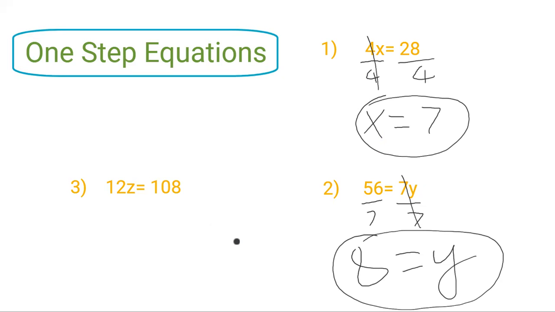Okay, question 3, we're going to do the same thing with bigger numbers. So divide by 12 on both sides, and 12z over 12 is just z because the 12s cancel out and become 1z, and 1z is just z. So z equals 108 divided by 12. And 108 divided by 12 is 9. z equals 9.